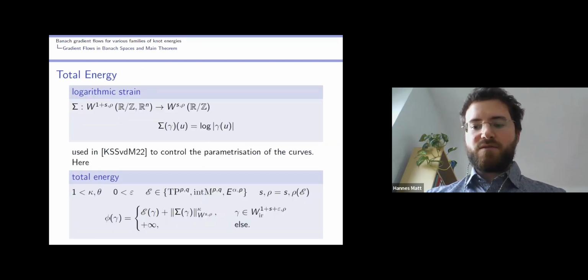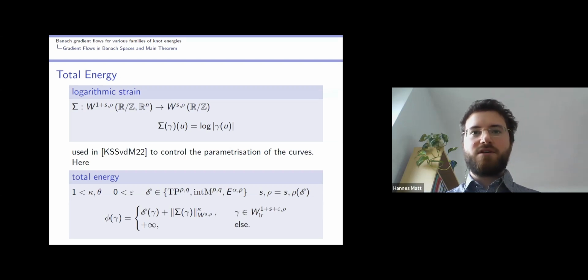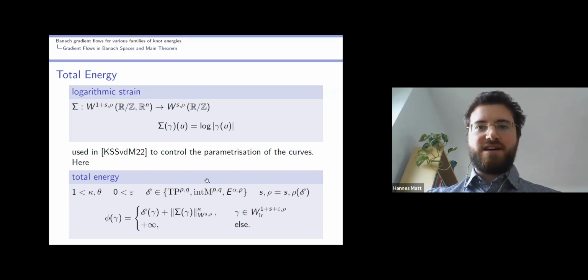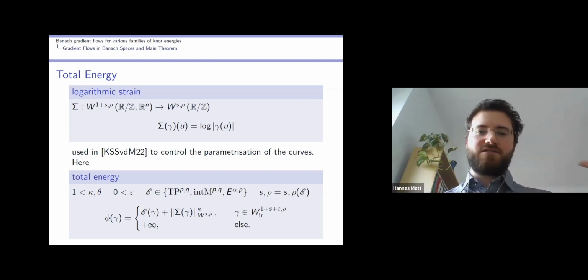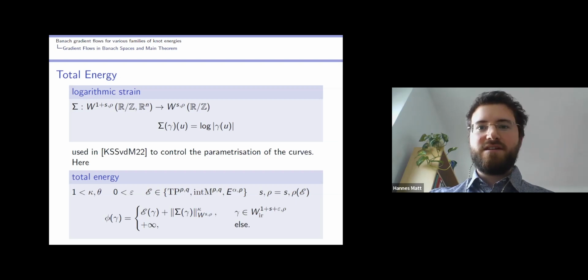So now that I've talked about the gradient flows in Banach spaces, I would like to introduce the energies we have studied in our work. And the energies are the energies I used in the introduction as examples, namely the tangent point energies, the integral Menger curvature energies, and the O'Hara energies. And again, we faced the problem that the parametrization may blow up, so that the curve goes to or vanishes at infinity. So to circumvent this problem, we introduced a regularization, which will also play another important role in the existence of the gradient flow.